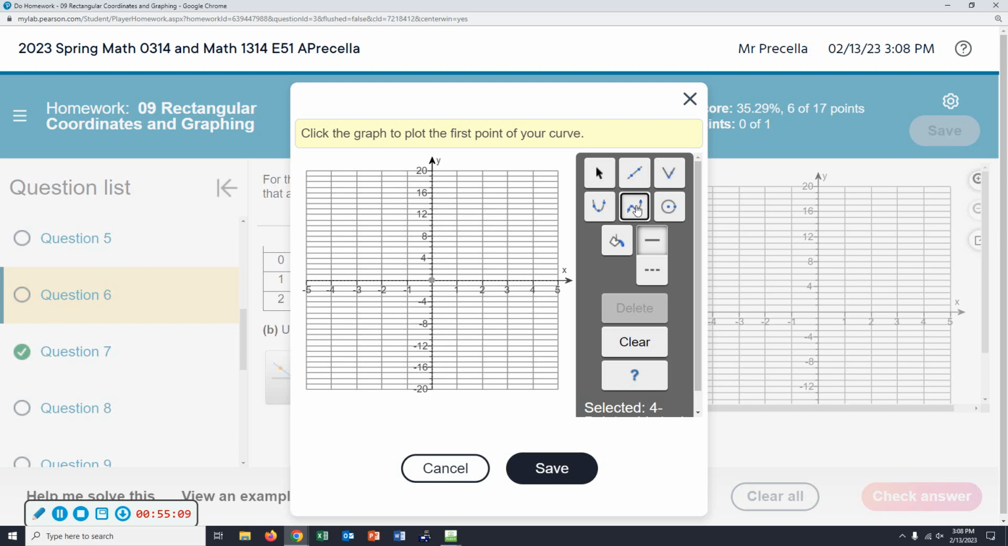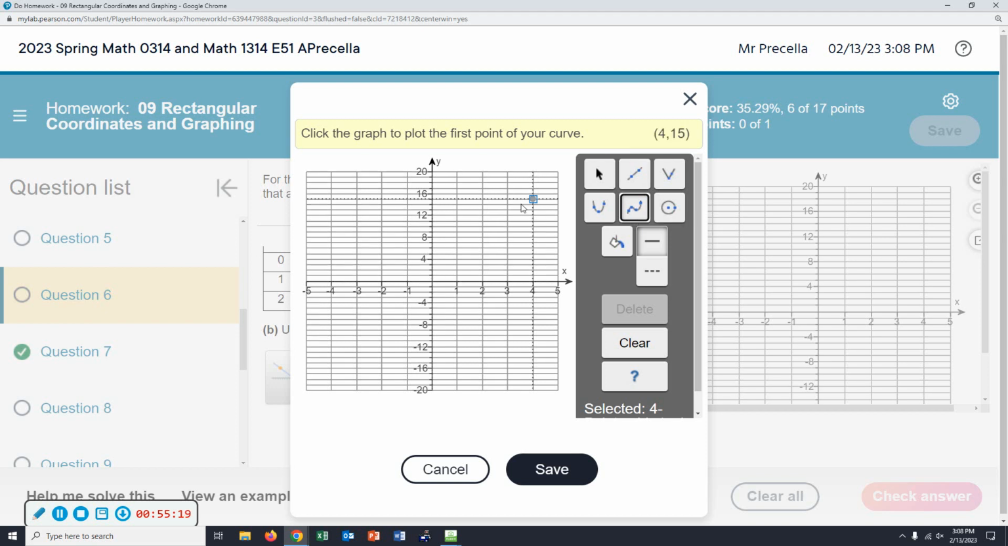So I will click the 4-point cubic, and then follow the instructions. Click the graph to plot the first point. What was that first point? Left 1, down 6. Especially like this, if you're wondering, am I at -1, -6? Look in the yellow rectangle. There it is. So I'll click it.